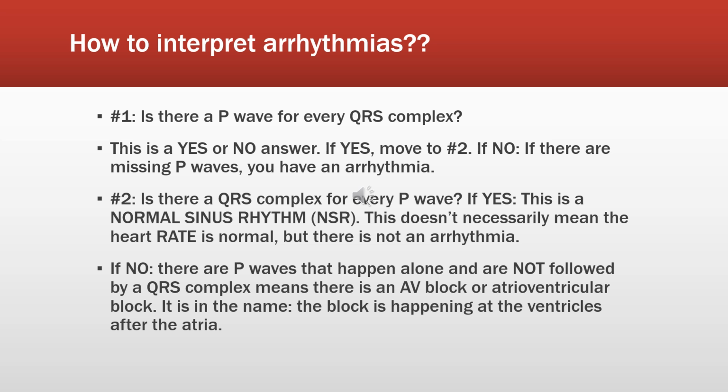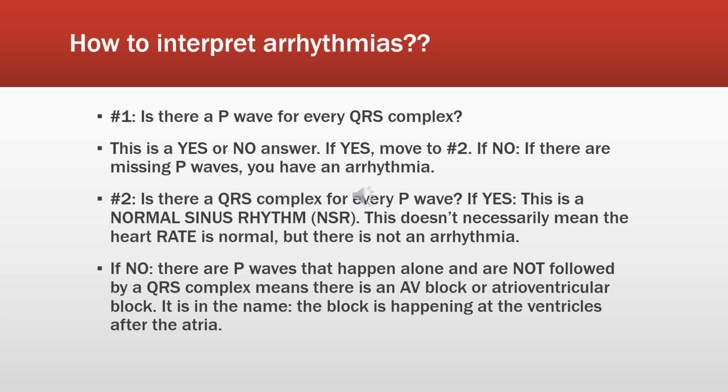So for the interpretation of arrhythmias, the first step is always to see if there is a P wave for every QRS complex and a QRS complex for every P wave. So we'll start with the P waves. Is there a P wave for every QRS complex? Meaning, is there a P wave followed by a QRS complex? If the answer is yes, then there is no missing P wave. You have a P, a QRS complex, and there is a normal sinus rhythm.